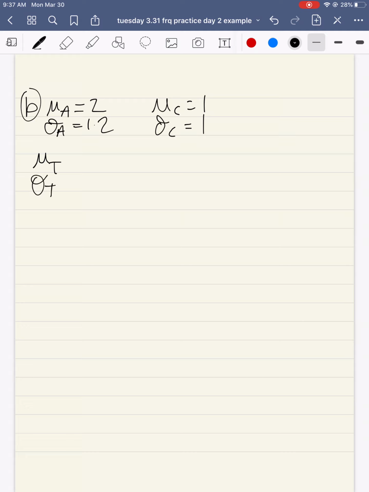We want to know what is the mean of T and what is the standard deviation of T. Well, we know when we're combining random variables, for the mean, we just need to add them. Since we're combining the adult and the child tickets, we just need to add the respective means. So we're going to do the mean of adults plus the mean of children. So that's going to give us 3. So the total mean of tickets is 3.